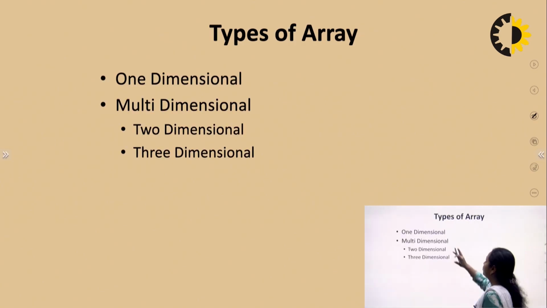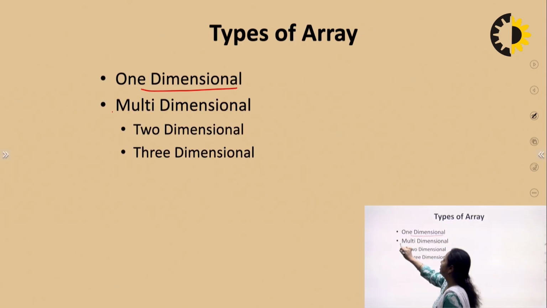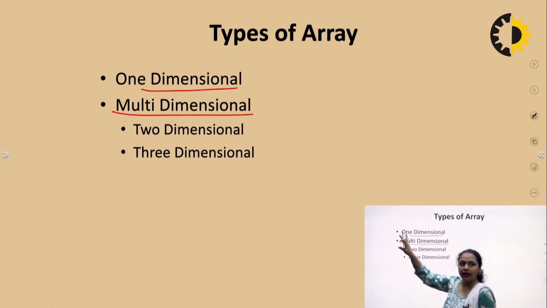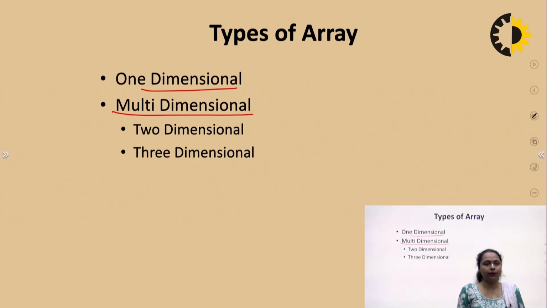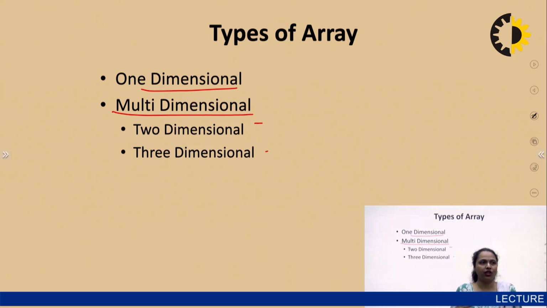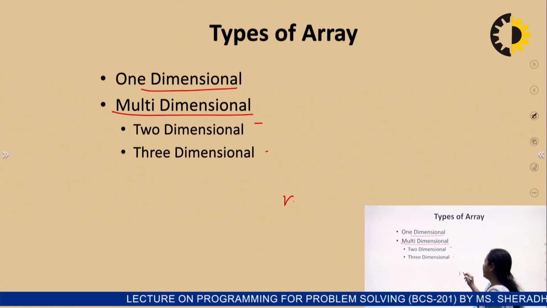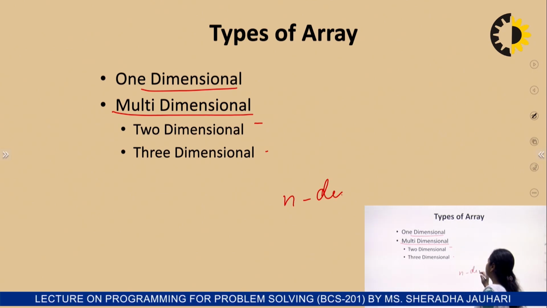Now comes the types of array. First is one-dimensional and second is multi-dimensional. One-dimensional array means only one dimension, one bracket is given, and in a multi-dimensional array there are multiple dimensions which can be used in C. Majorly we study 2-dimension and 3-dimension arrays, but there is no limit on dimensions specified in C, which means you can take up to n dimensions in C.